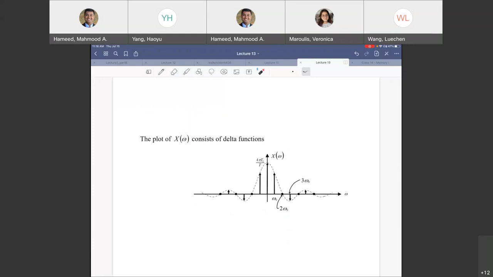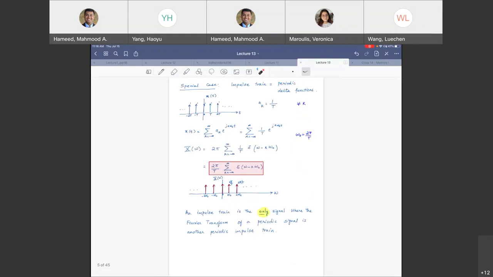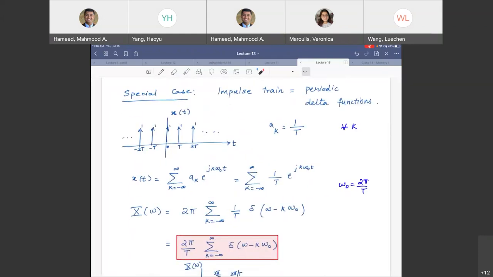Now, in finding a_k, you will need all your strategies for Fourier series coefficients that you had developed earlier: the time derivative property and whatnot. Next, there's a special case here. Let's try to talk about the Fourier transform of an impulse train.